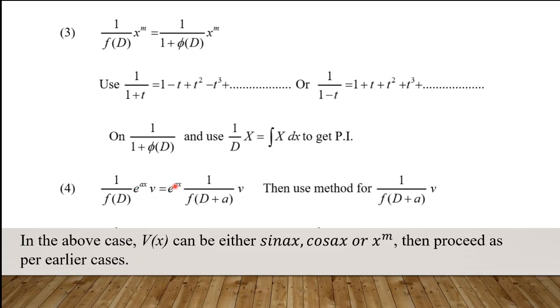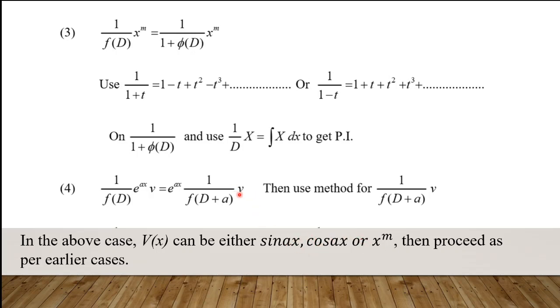So taking out the exponential term and operating this 1 upon f of d on v, but in due course of time replace d by d plus a. So this product can be written as e to the power ax into 1 upon f of d plus a into v, and use the method for this. Now what are the possibilities or options for this v? V can be only the earlier terms as discussed in the cases: sin ax, cos ax or x to the power m.